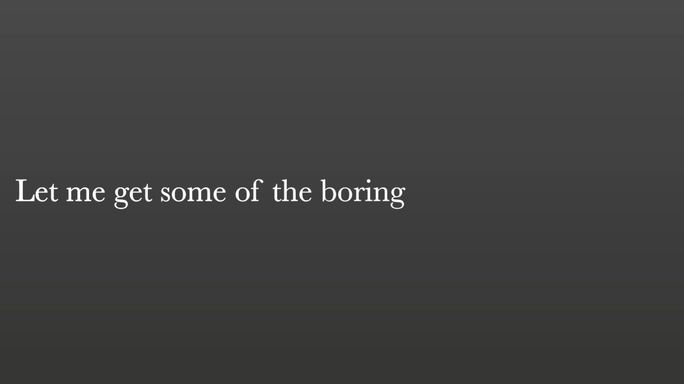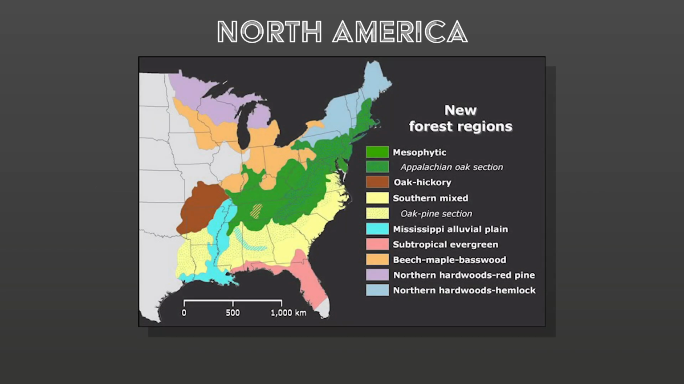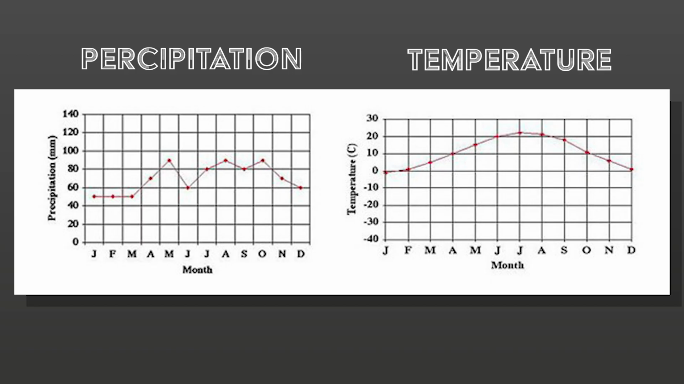So, let me get some of the boring data out of the way. In North America, temperate deciduous forests are all over the east from Minnesota to Florida. Furthermore, the temperatures range from around 0 degrees Celsius to 30 degrees Celsius, and the precipitation ranges from around 50 millimeters to 90 millimeters per month.